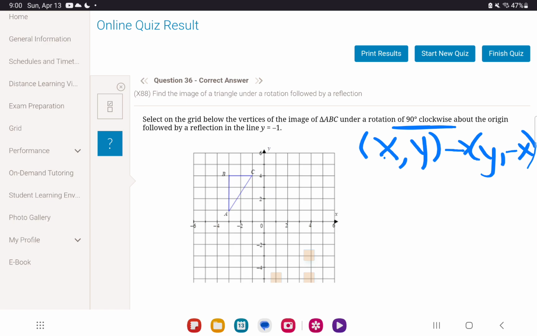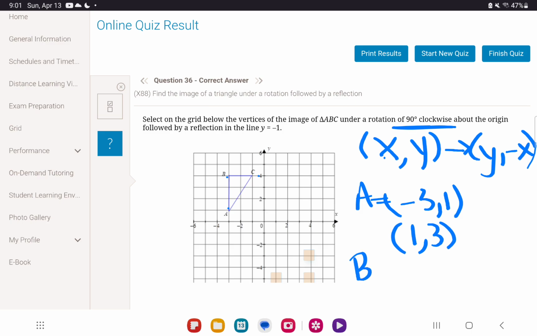First, let's shift all the points A, B, C. So A becomes, here the points are -3 and 1. It becomes, because we move the y to the x place, so 1, and then minus x, so minus -3 is 3, so 1 and 3. So that's our A.